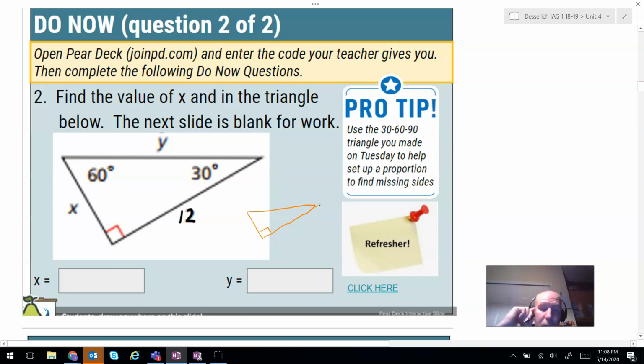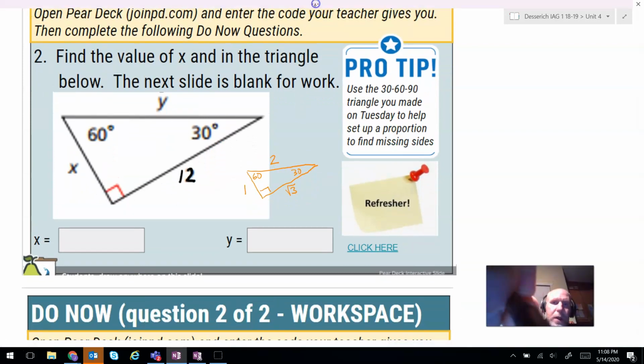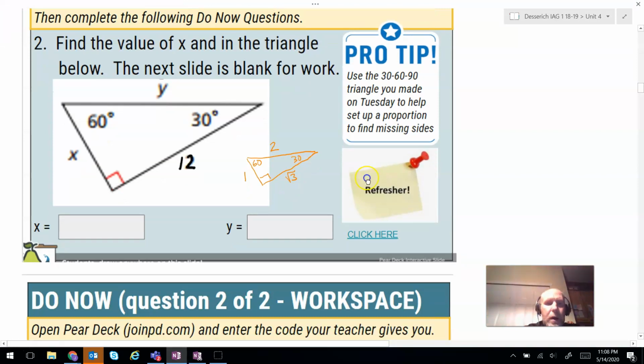And if you remember right, and you can look at the Thelma above if you need to, when the 60-degree angle is over there, the side opposite that is the long leg, and that is the square root of 3. The short leg, which is opposite the 30-degree angle, is just 1, and the hypotenuse was 2. So that's what you should have drawn. Hopefully you drew that. So from that, we can make our proportions down below in the next slide here.